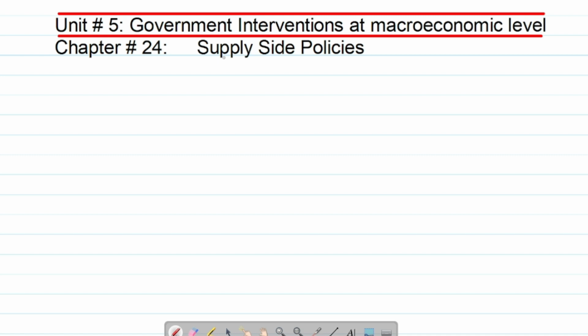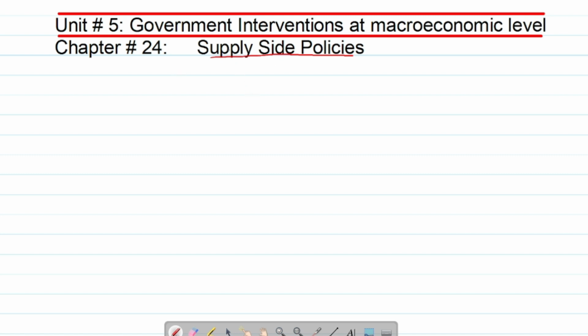So first of all, if we define supply side policy, then supply side policies include the government policies that are used to increase aggregate supply for the purpose of achieving multiple macroeconomic objectives. And multiple macroeconomic objectives include economic growth, controlling inflation, controlling unemployment, and correcting deficit balance of payments. So these are the major government objectives. So supply side policy is used to achieve these objectives.